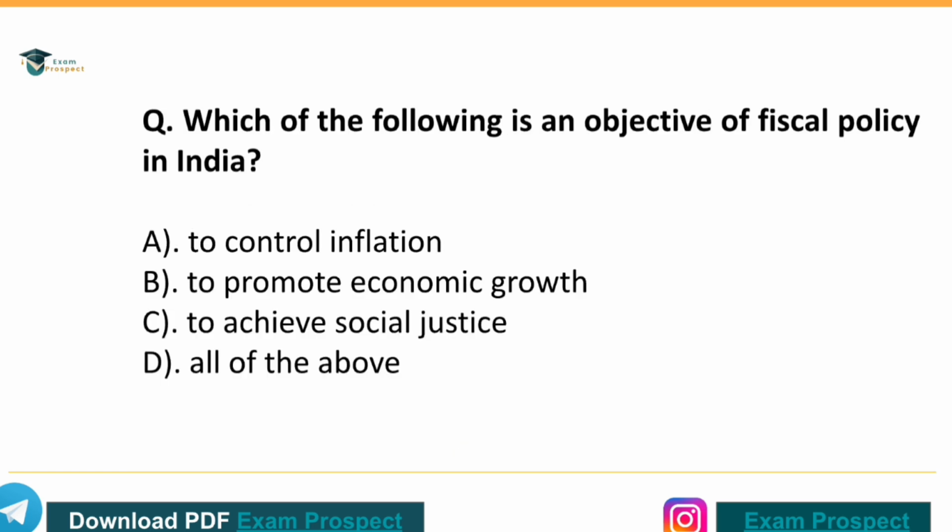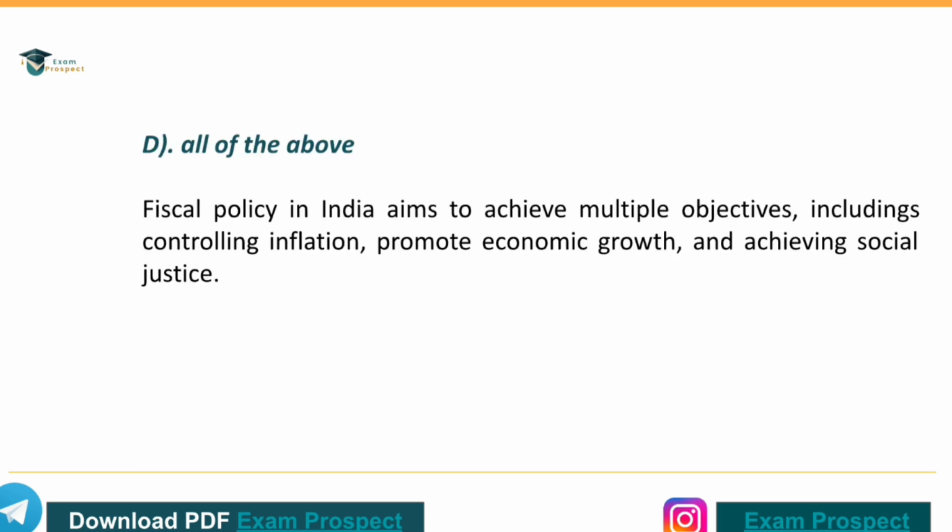First question is, which of the following is an objective of fiscal policy in India? The correct answer is option D, all of the above. Here, fiscal policy in India aims to achieve multiple objectives, including controlling inflation, promoting economic growth, and achieving social justice.